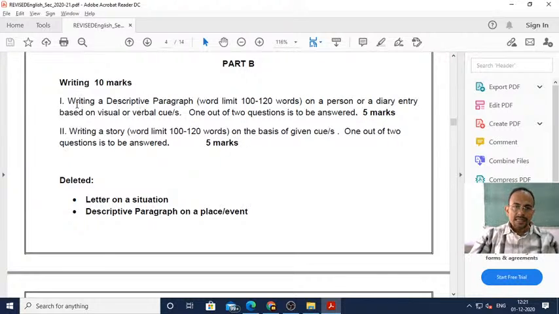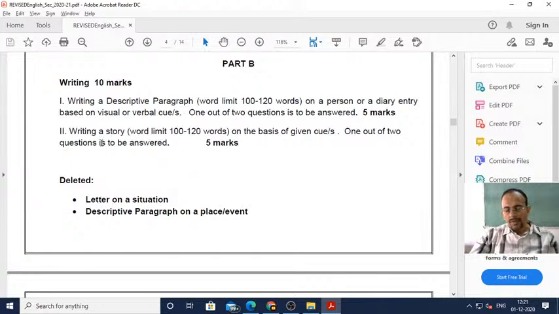Understood? And the second question in writing skill will be writing a story. The word limit is 100 to 120 words. The mark is 5 marks, only 5 marks. So don't worry, you've got to write only a 1 page story. Okay, it's a very short story you've got to write.